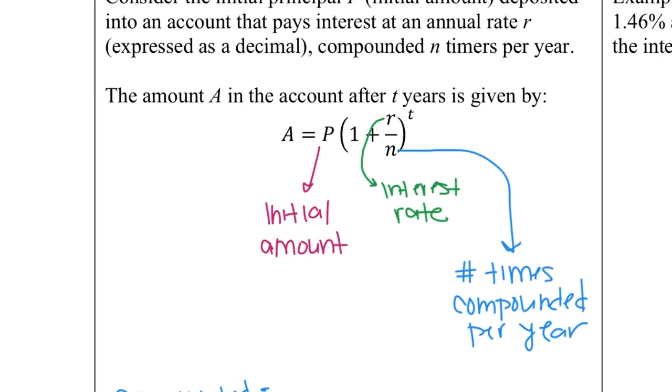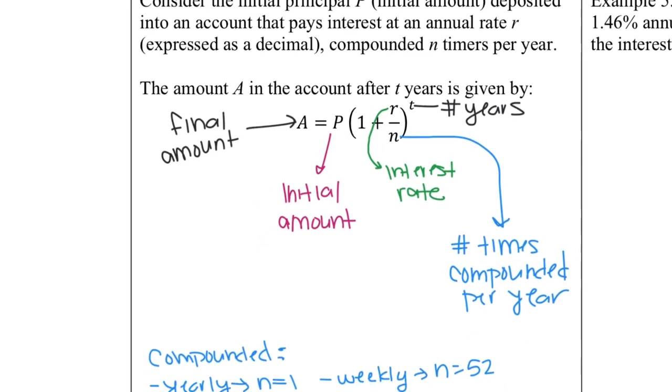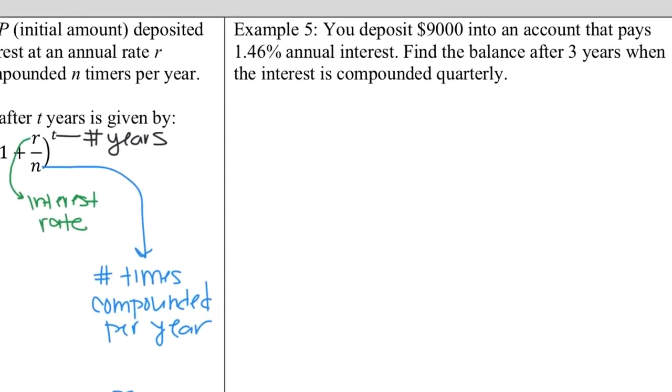And then it says the amount A in the account after t years. So A is your final amount. That's usually what we're looking for. And t is the number of years you're doing this for. So maybe I want to leave the money in the account for 2 years, 8 years, half a year, however long we want to leave the money in the account. So let's talk about an example.